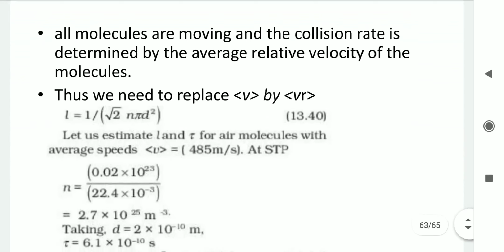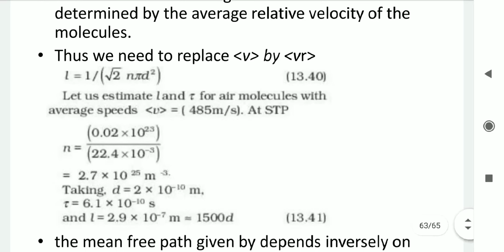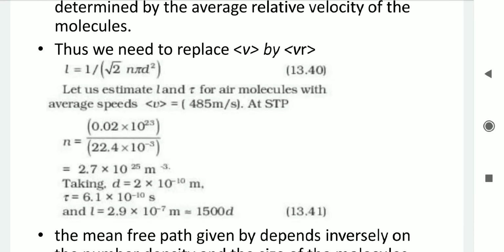Here all the molecules are moving and the collision rate is determined by the average relative velocity. So we need to substitute v by the relative velocity vr. And here we get L as 1 upon root 2 n pi d square. Here L and tau are available for molecules having an average speed v of 485 meter per second at standard temperature and 1 atmospheric pressure. So n equals 0.02 into 10 raised to 23 divided by 22.4 into 10 raised to minus 3, which equals 2.7 into 10 raised to 25 per meter cube.